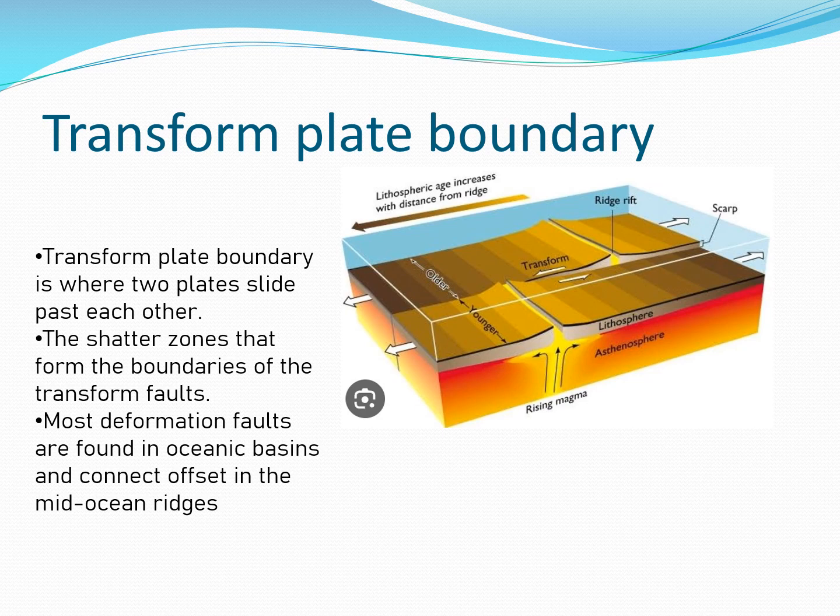These large faults connect two spreading centers or connect ranges. Most transform faults are found in oceanic basins and connect offsets in the mid-ocean ridges, or we can say most transform faults are found on the ocean floor.